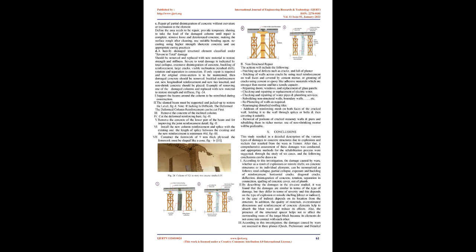5. Remove the concrete of the lower part of the beam and improve the joint reinforcement detail, Fig. 2. 6. Install the new column reinforcement and splice with the existing one. The length of splice between the existing and the new reinforcement is minimum 40d, Fig. 3. 7. Construct the formwork of 9 mm thick plywood. The formwork must be shaped like a cone, Fig. 4.